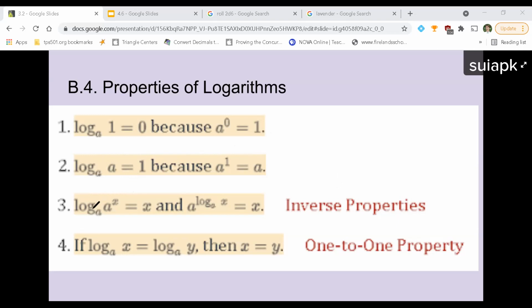So as a result of that, if you do log base A of A, it'll cancel out and you'll just have X. Similarly, A to the power of log base A of X will cancel out and you'll just have X.